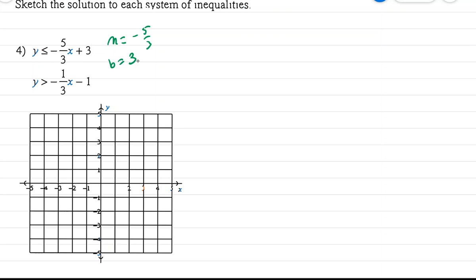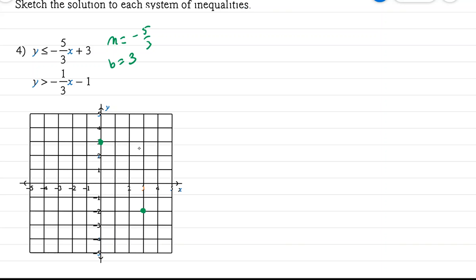We always start with b, so we come down to the origin, and we're going to go up 3 units. 1, 2, 3, and that's where our first dot's going to be. Now we come over here to the slope, and you notice it's negative 5/3. Negative 5 is the rise, and you're always running to the right, so we're going to have to run 3 units. So we go back to our original point, and we go down 5 units. 1, 2, 3, 4, 5, and we're going to run to the right 3 units. 1, 2, 3, and that's where our next dot is.